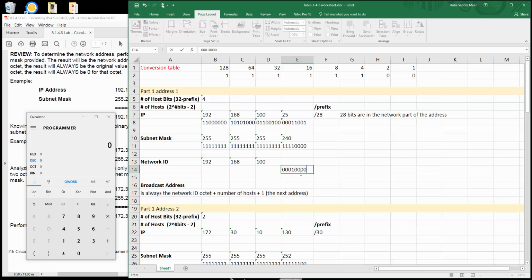Okay, so what is the network ID for this? Well, we just have to plug it in up here. 0, 0, 0, 1, 0, 0, 0, 0. Anywhere there's a 1, we add it up. So our network ID is 16. Voila! That was easy, right?